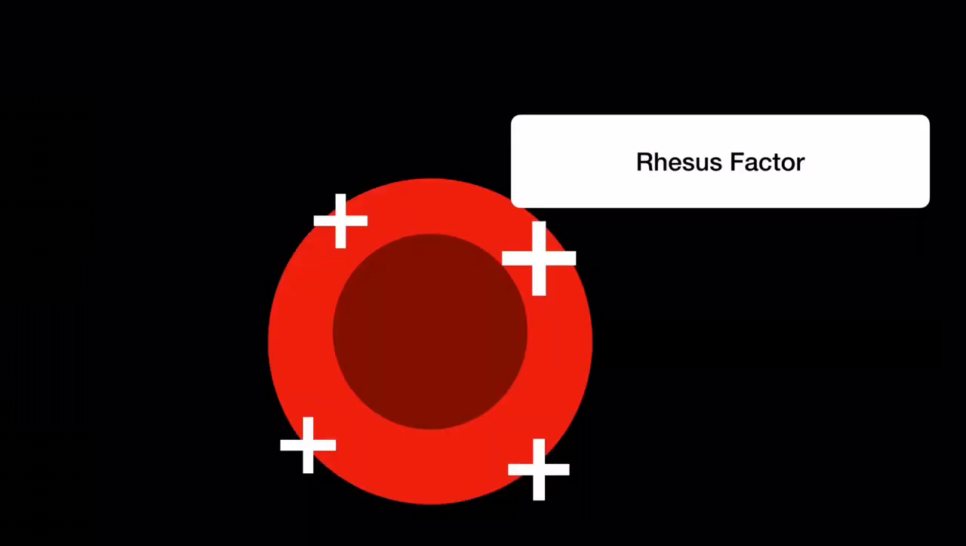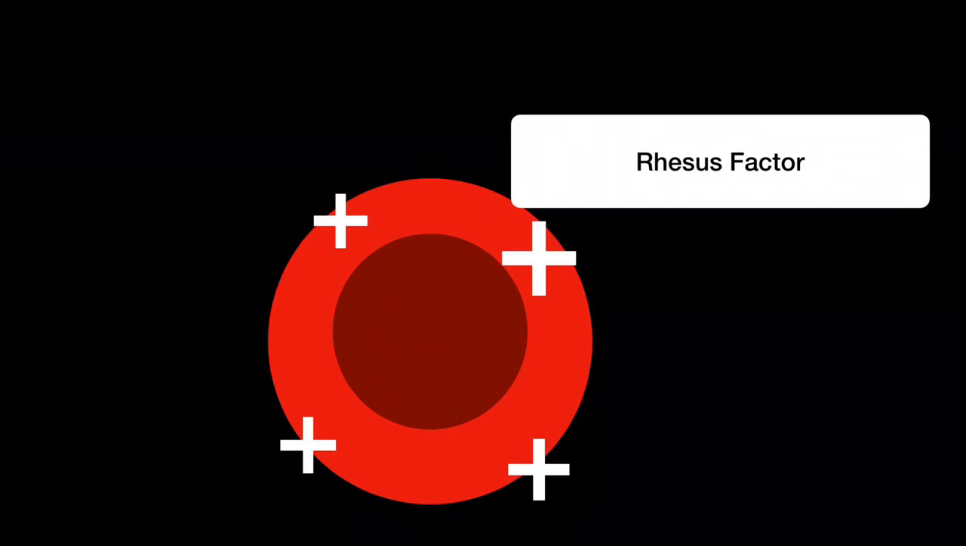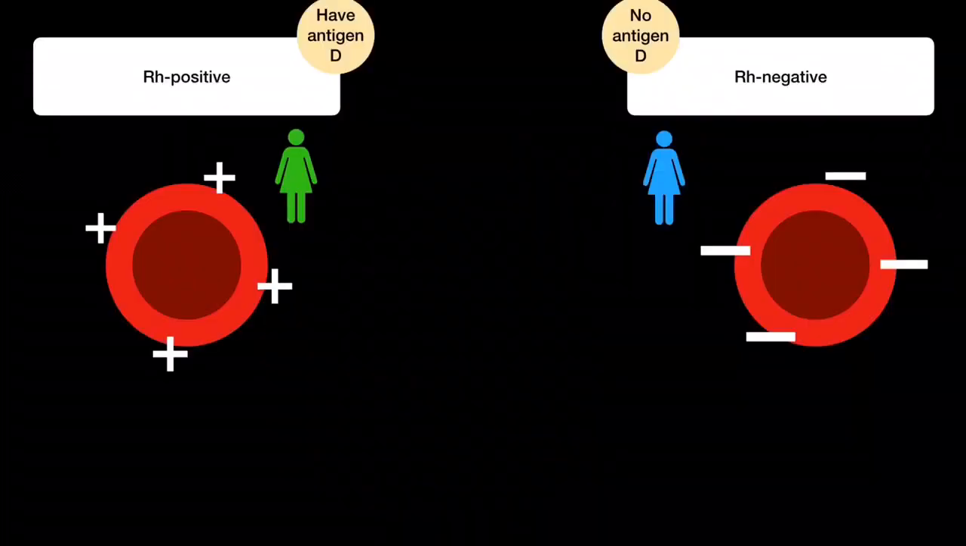Another antigen found on the surface of the red blood cells is the rhesus factor. The red blood cells of an individual with the Rh factor or antigen D are known as Rh positive. An individual who does not possess the Rh factor or antigen D is known as Rh negative.